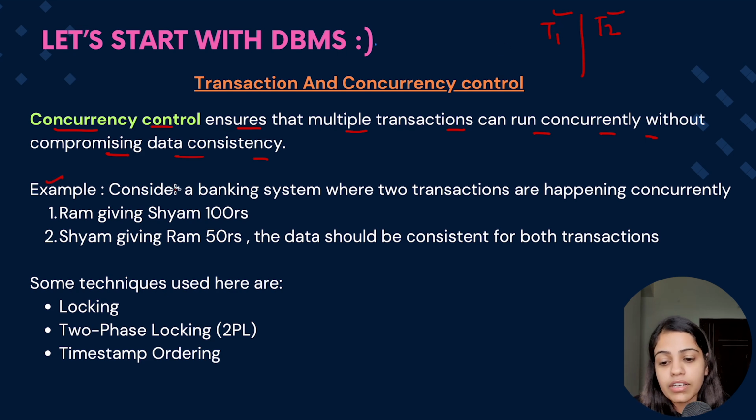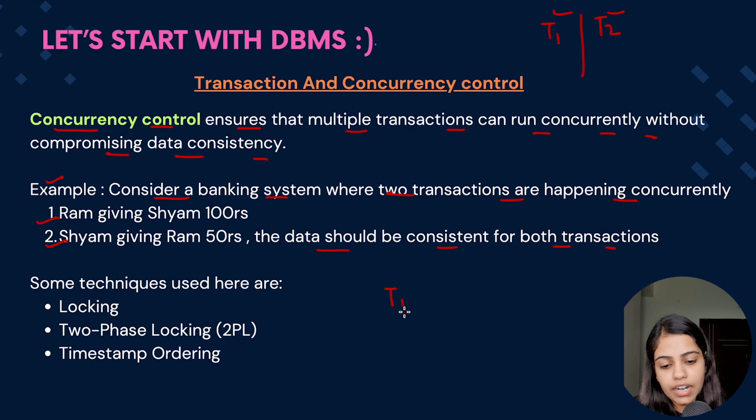There shouldn't be any data inconsistency. So consider an example where there is a banking system where two transactions are happening concurrently or parallelly. So Ram is giving 100 rupees to Shyam and Shyam is giving 50 rupees to Ram. So the data should be consistent for both the transactions, because if Ram is giving 100 rupees to Shyam, we have to deduct 100 rupees from Ram's current balance. And if Shyam is giving 50 rupees to Ram, we have to deduct 50 rupees from Shyam's bank balance. So these two are happening concurrently and as part of the same values. So we can say that the data should be consistent as part of this concurrency control.